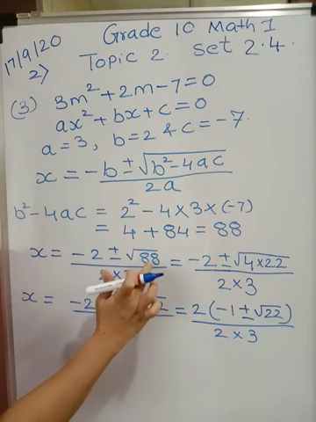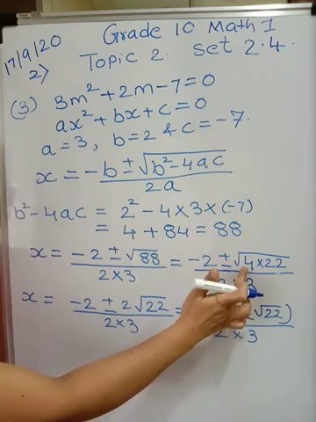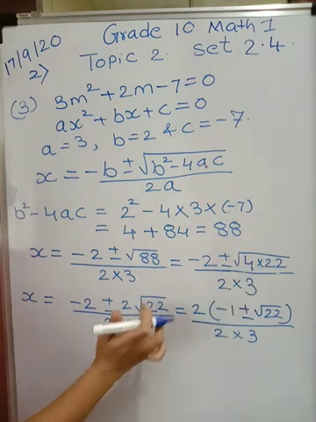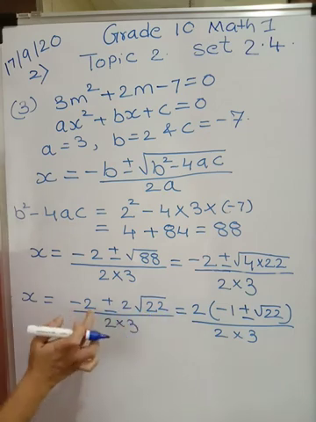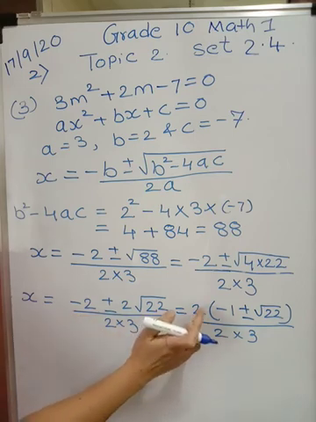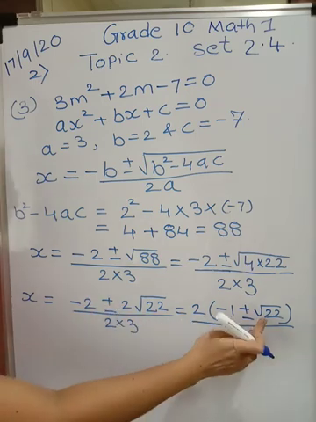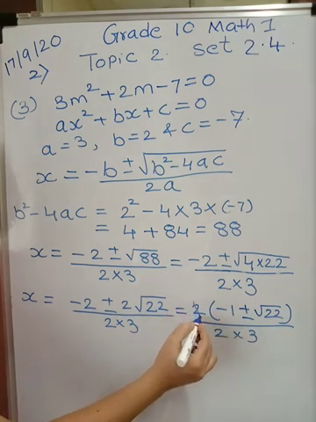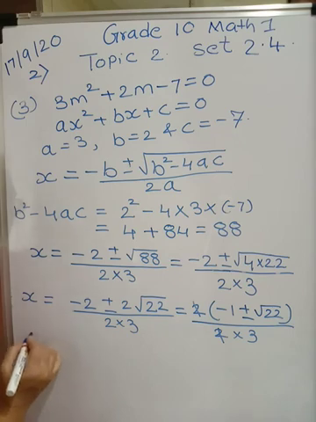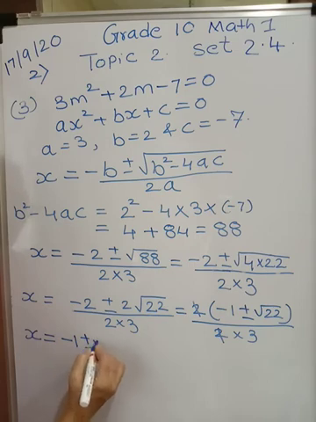Now see what I am doing, students. 88 can be written as 4 into 22. What is the square root of 4? Square root of 4 is 2. So I have taken this 2 outside and inside only root 22 remains. Now this is one term and this is one term. In these two terms, 2 is common. So I have taken 2 outside. If I take 2 outside, here only minus 1 will remain, plus 2 is already out, so only root 22 will remain. So I have put a bracket here, the whole upon 2 into 3. Now this 2 and this 2 can be cut off. So we are left with x is equal to minus 1 plus or minus root 22 the whole upon 3.